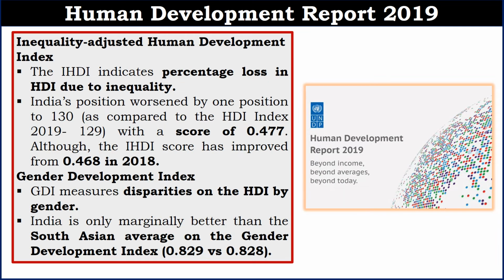There are other indices along with the Human Development Report, that is the Inequality Adjusted Human Development Index. In this, India has a little poor score, 0.477. In the Gender Development Index, India has a relatively better score, and it is better compared to the South Asian average, that is 0.828, while India has 0.829. So India is improving in terms of gender development, so that is also very important.